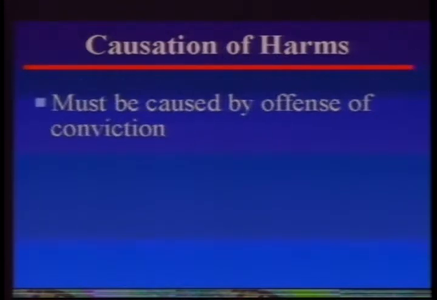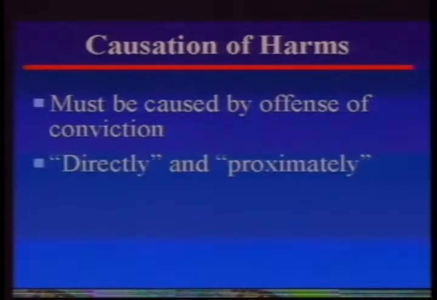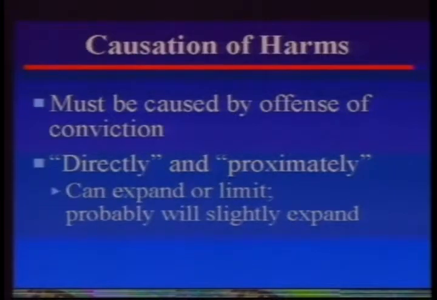Step three is identify the harms to the victims. And here the issue, as we mentioned earlier, is the causation of harms. The harm must be caused by the offense of conviction. And then we have these words directly and proximately that were introduced by the Mandatory Victim Restitution Act back in 1996. A little uncertainty there because we think they can expand or limit the harms that will be included. Probably will slightly expand.